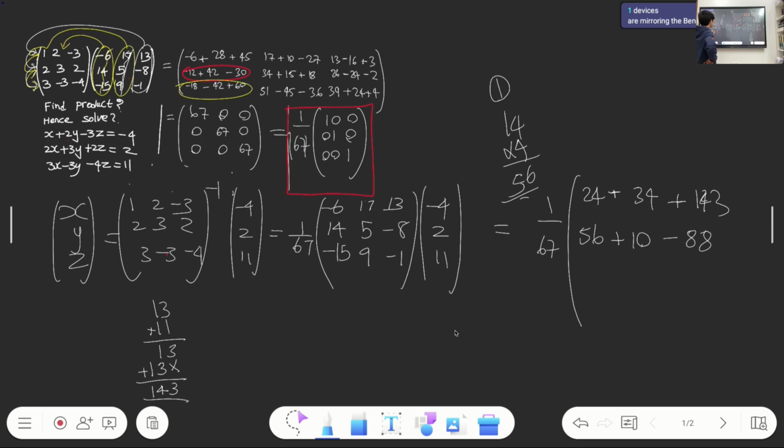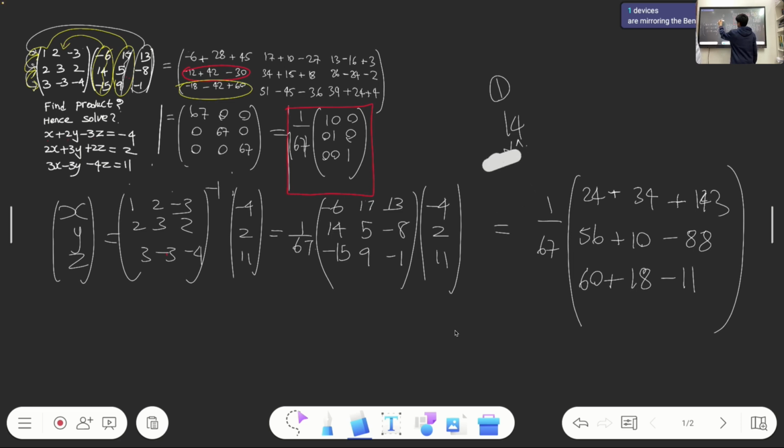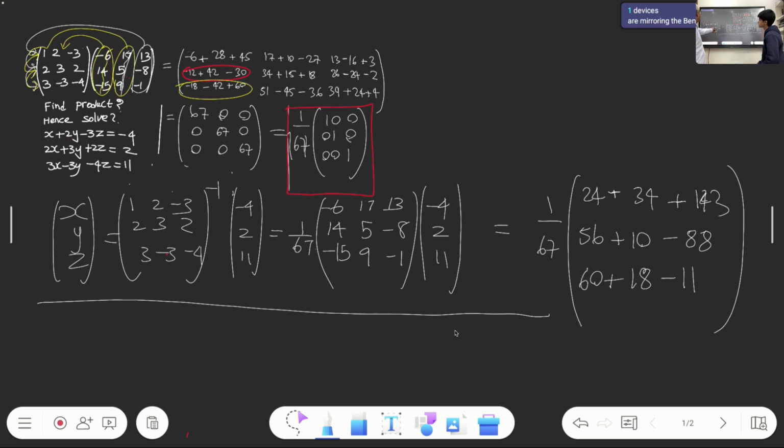60, 9 times 2 is 18, minus 11. This is what I did, sir. I got the answer now. Yes, this is the answer. No, you did something: minus 56. If you commit a mistake like this, it will go wrong. Minus 56 plus 10 minus 88 plus 60 plus 18 minus 11.